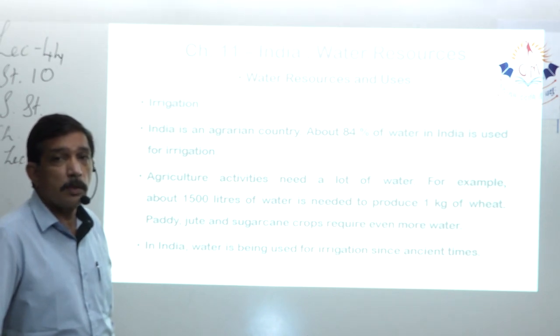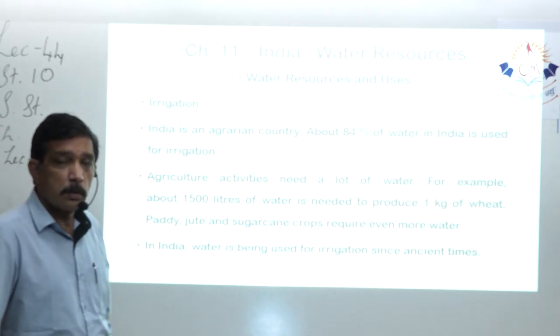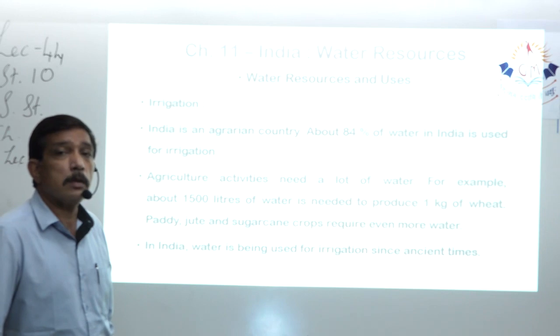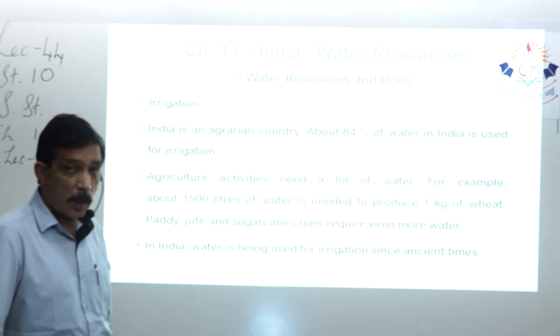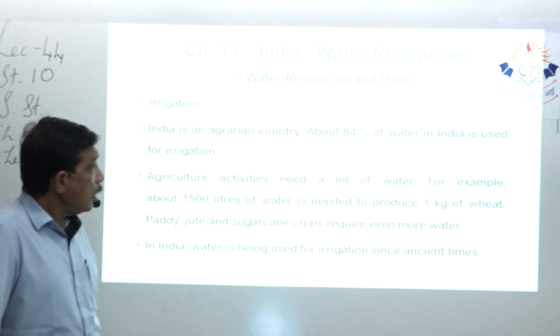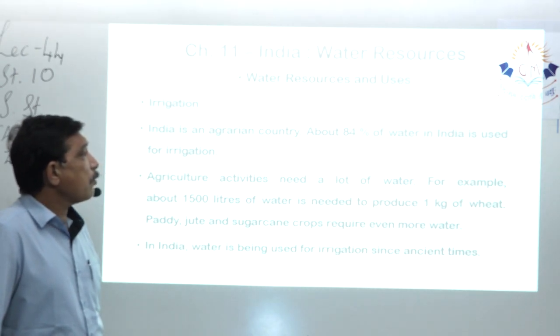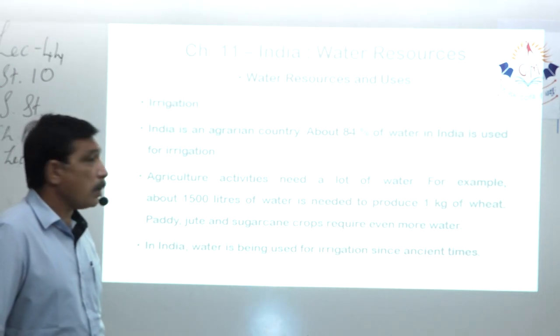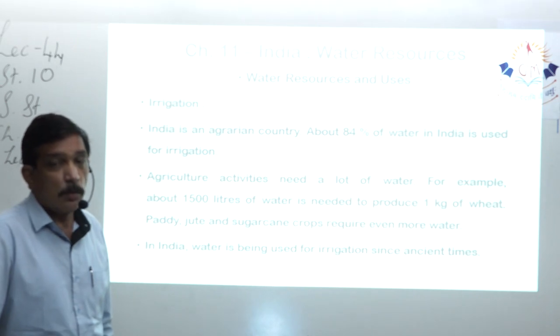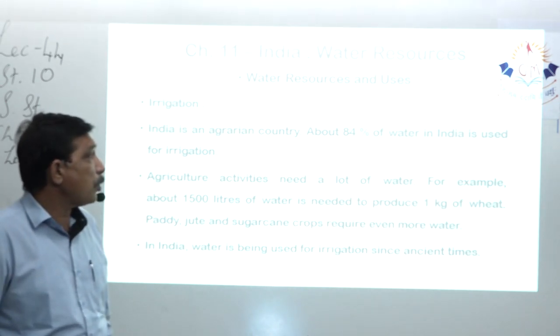About 60% of the workforce of India works in the sector of agriculture, the primary sector. About 84% of water in India is used for irrigation. Now, what is this 84% of water?